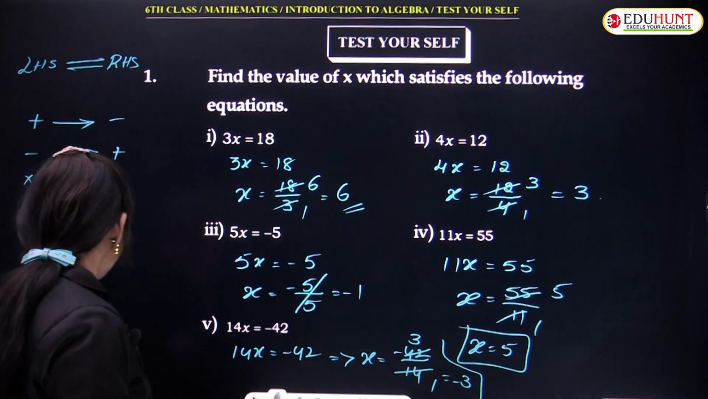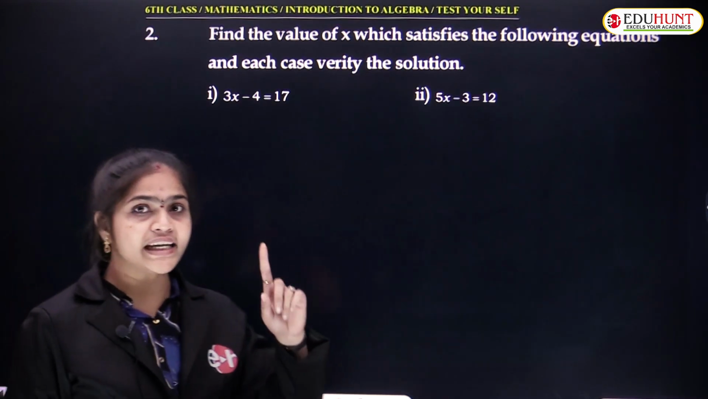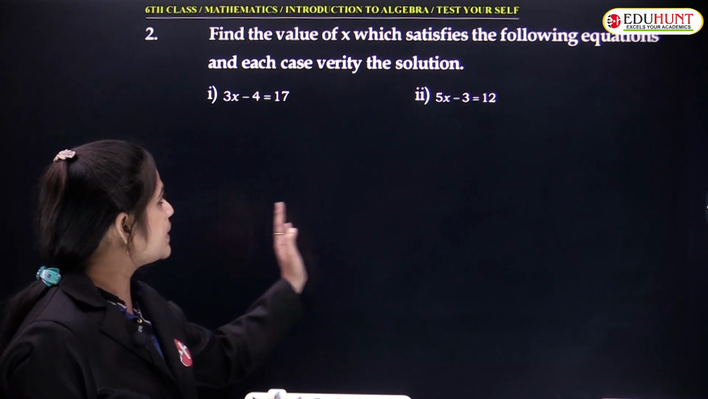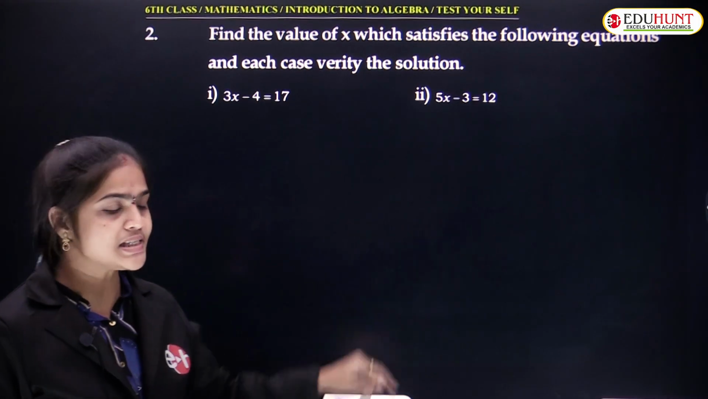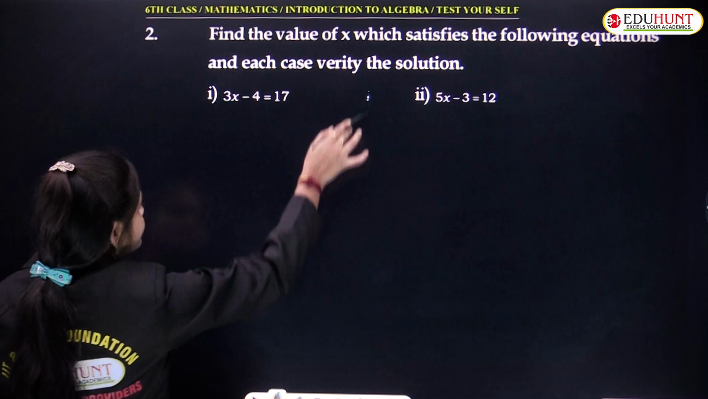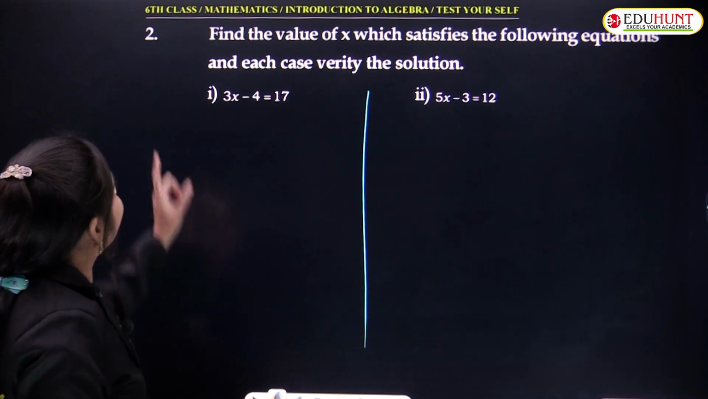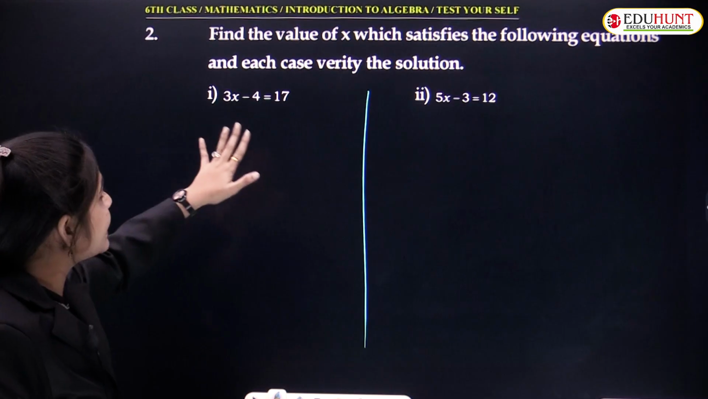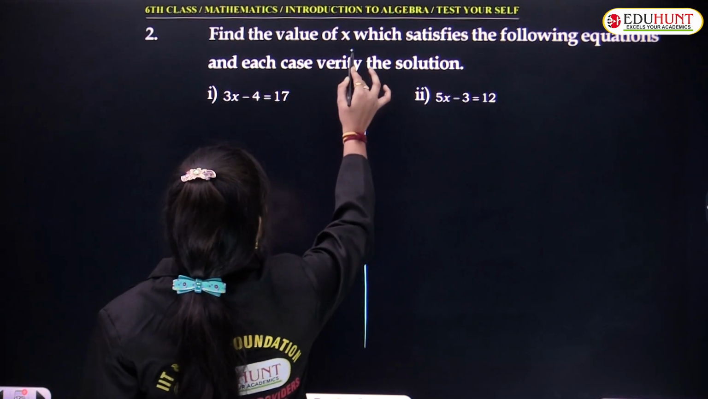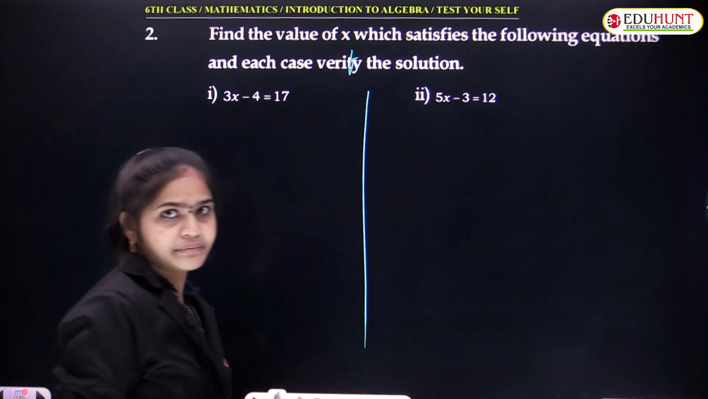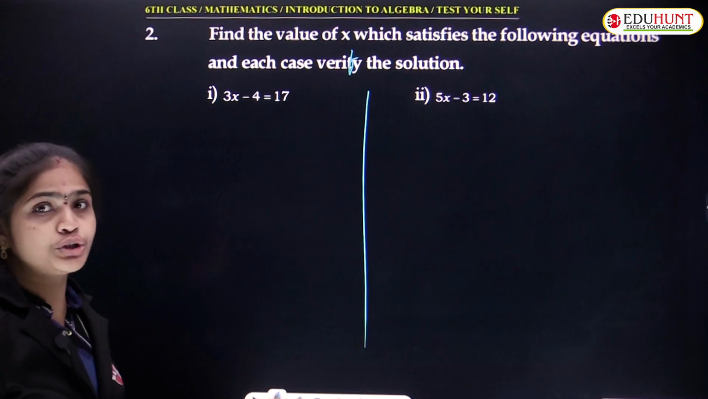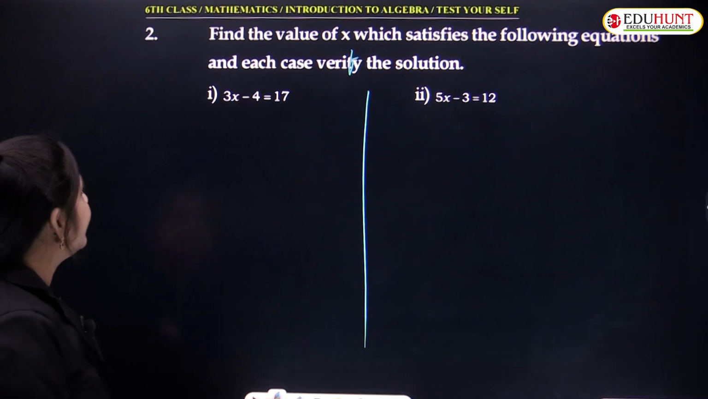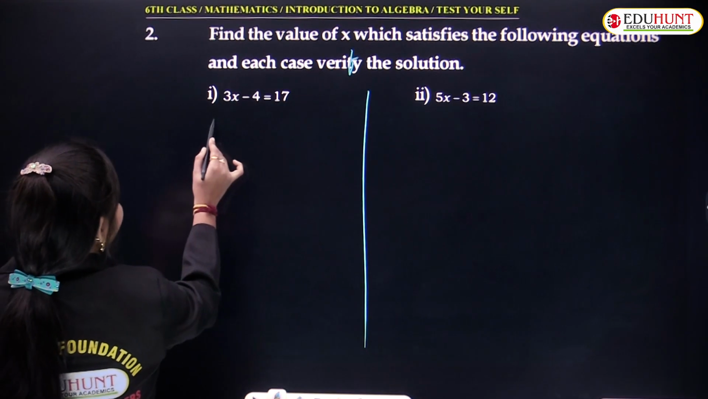In the second question, we have 14 questions in total. Each page has two questions. Let us see the first question they have given. Find the value of x which satisfies the following equations, and in each case verify the solution. So we need to check the verification also. Let us see the first one.